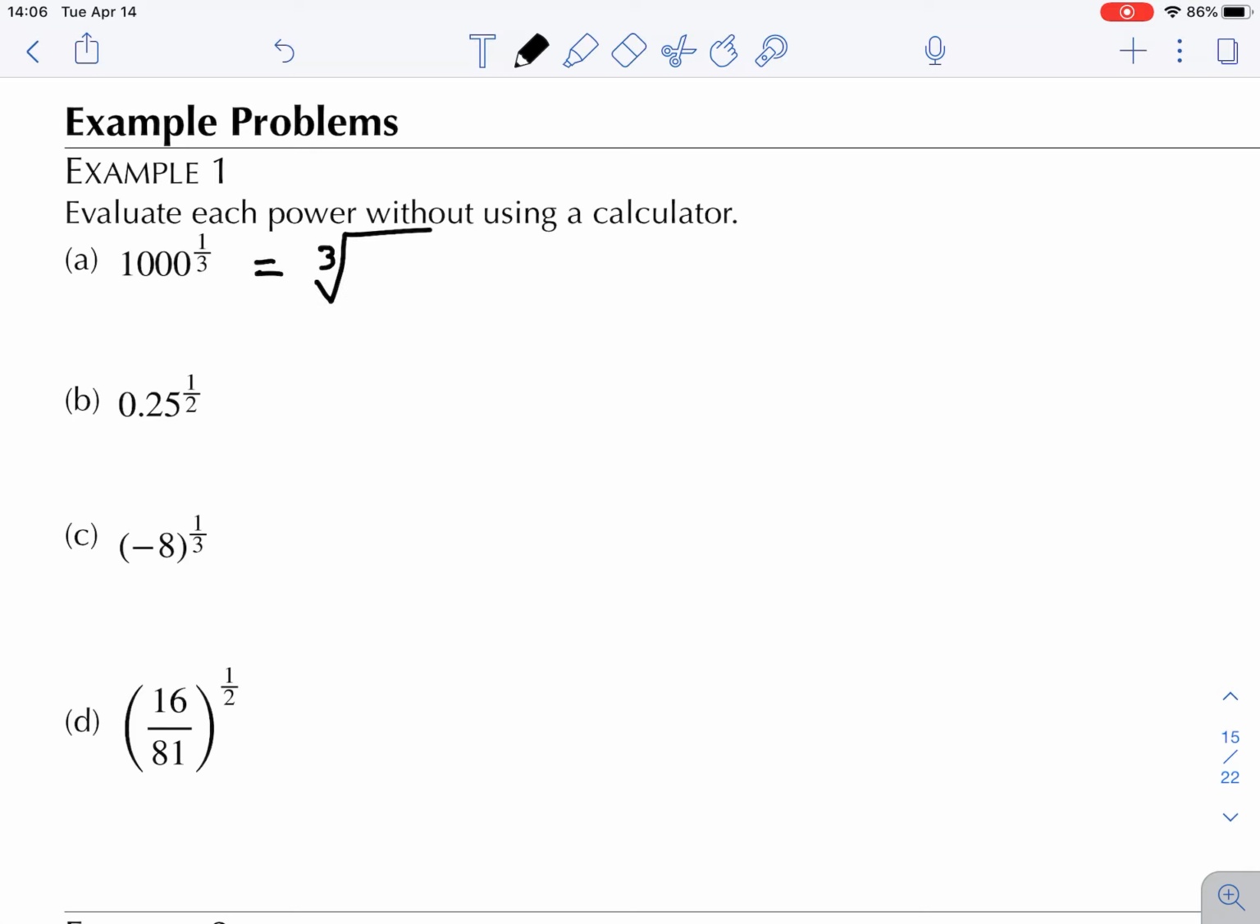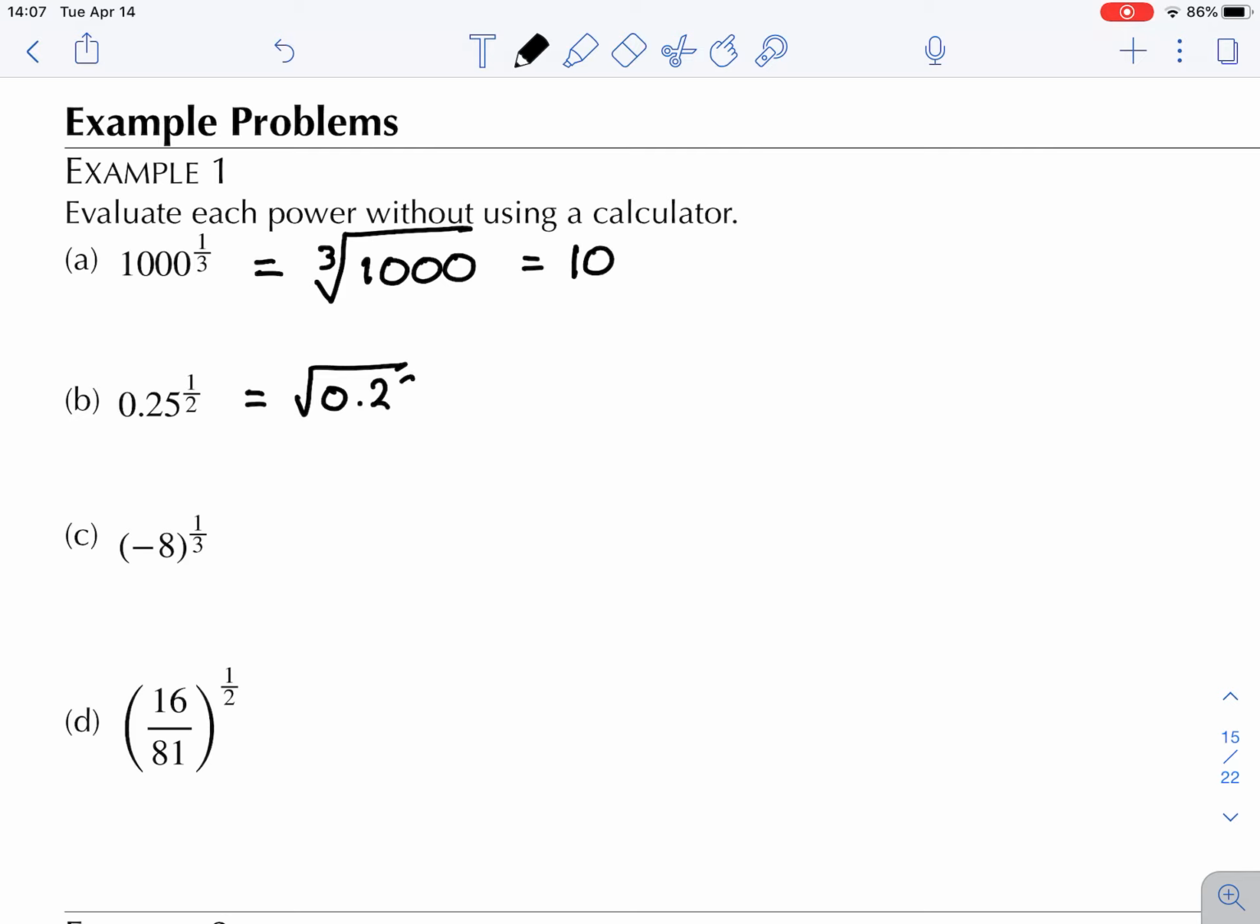So 1,000 to the power of 1/3 is equal to the cube root of 1,000. And the cube root of 1,000, you should know, is equal to 10. If you have your list of perfect cubes and perfect squares around, you'll be able to see that the cube root of 1,000 is equal to 10. Next, 0.25 to the power of 1/2.